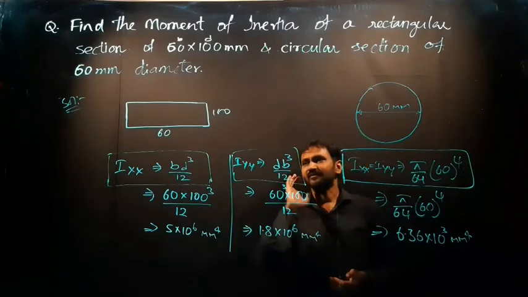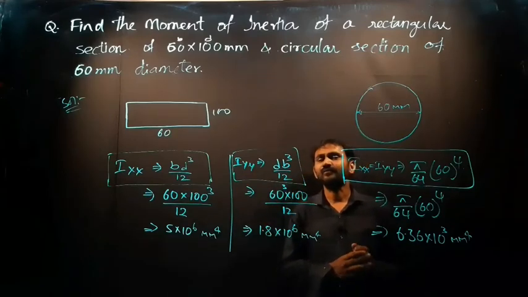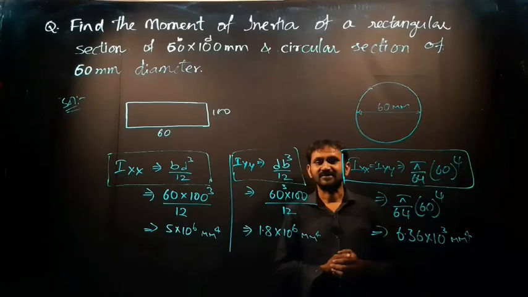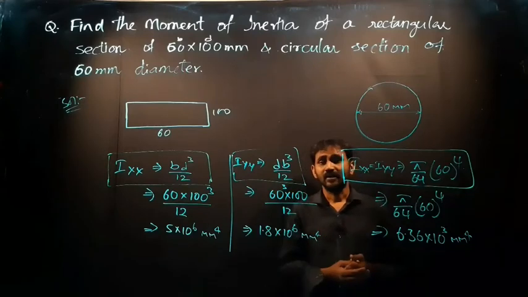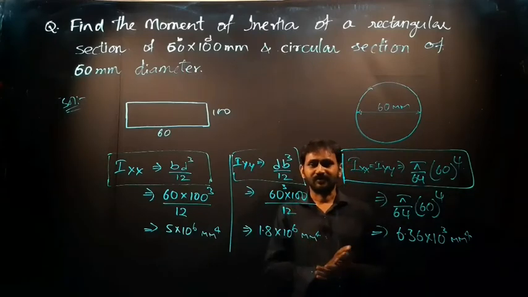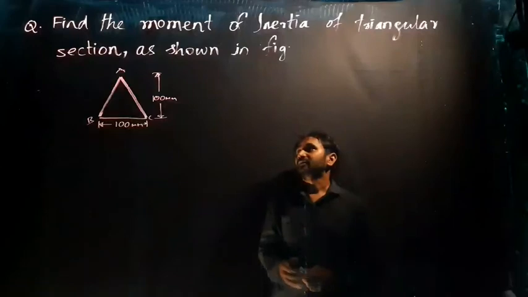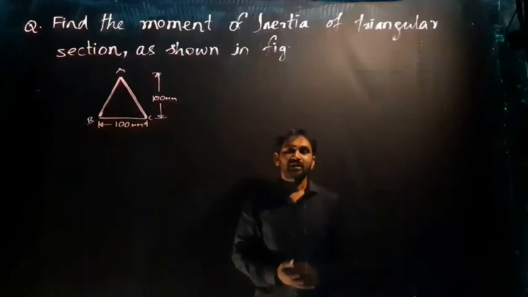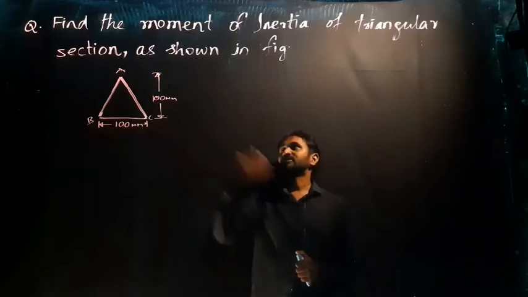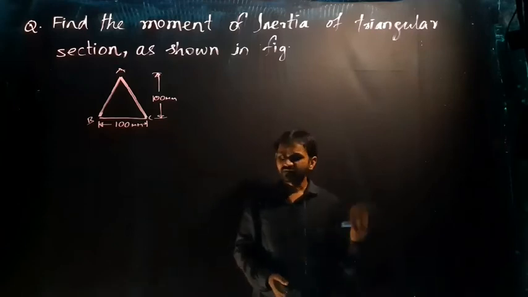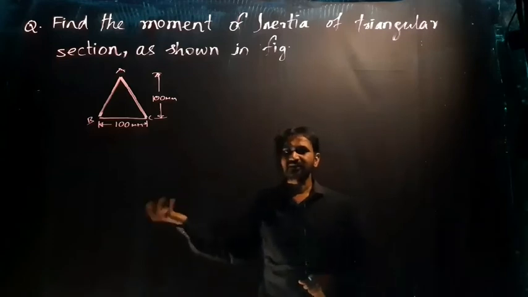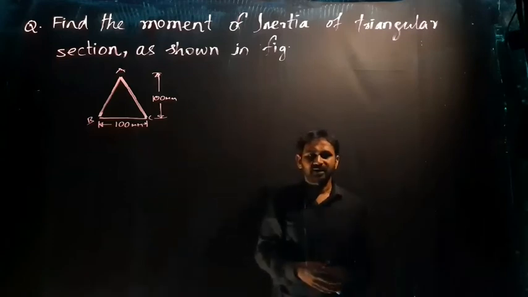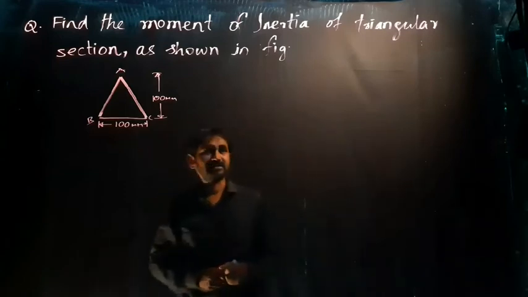We have seen the circular, we have seen the rectangular. Now we are going to see a triangular section. If it is a triangular section, then how is the formula going to be solved? After that we are going to find out the radius of gyration problems also. So we'll try to find out the moment of inertia of a triangular section. Here the question is, find the moment of inertia of a triangular section as shown in the figure, where the figure is given as 100 into 100 mm. So that is the triangular section.